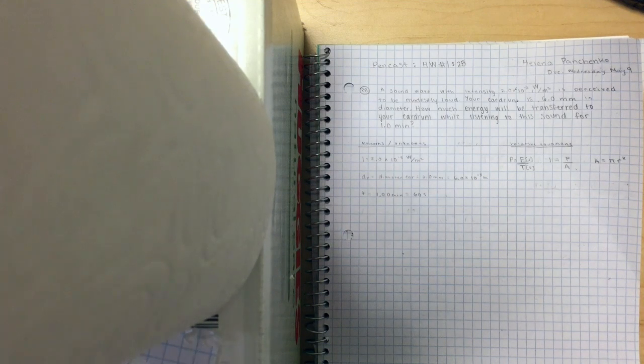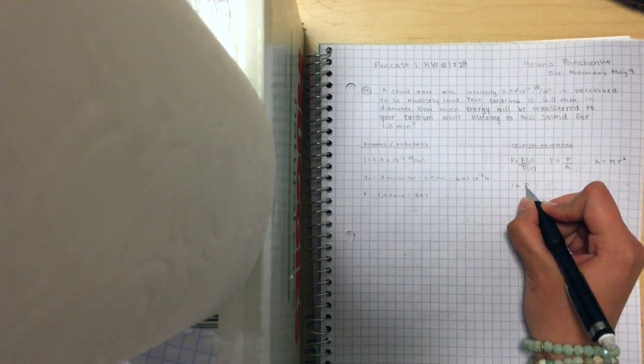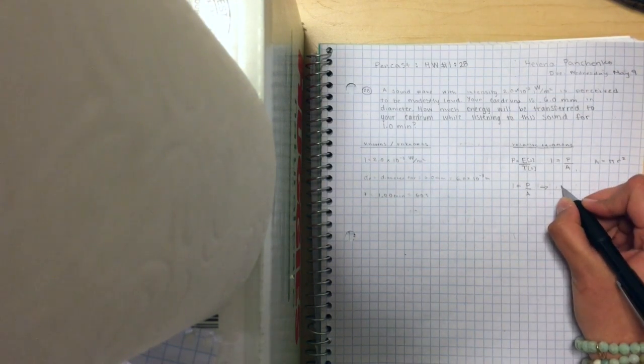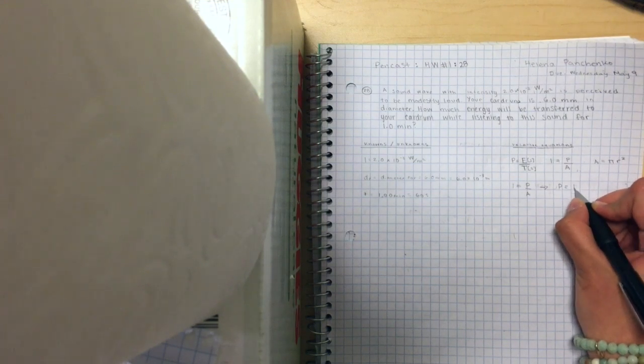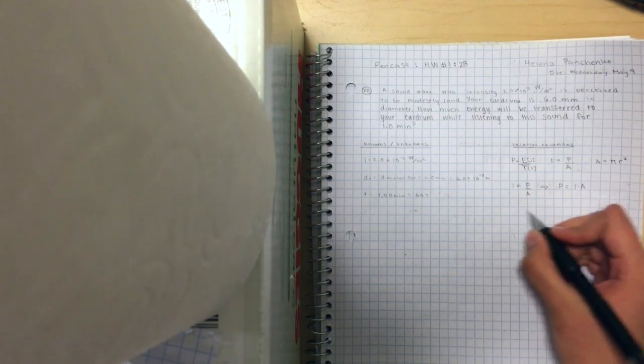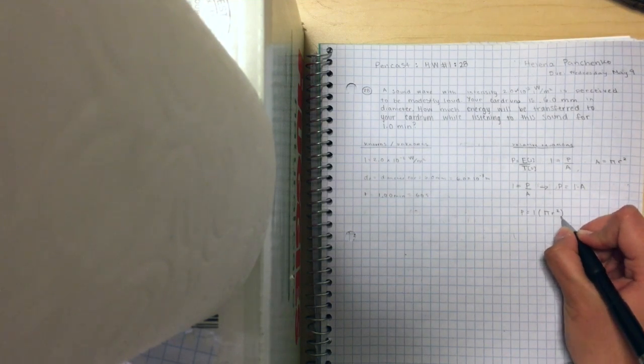We can begin by solving symbolically and rearrange and plug in our relative equations to get one equation to work with. We start by rearranging I equals power over area to equal power, which is intensity multiplied by area, and we can plug in area to be pi r squared.